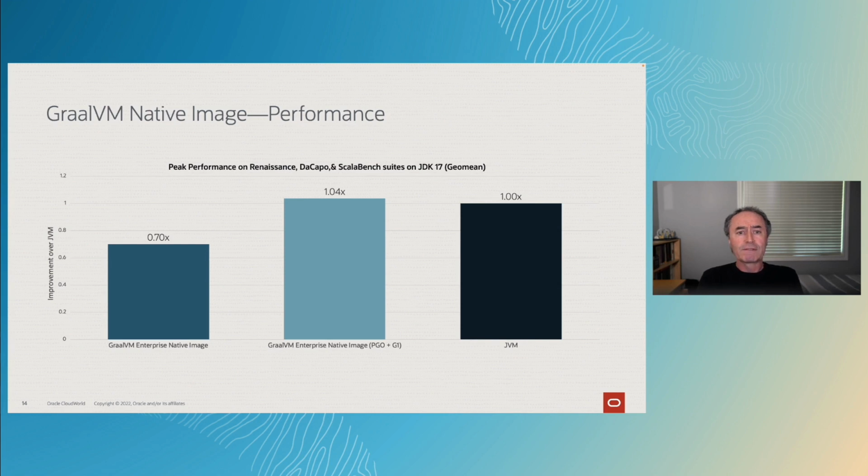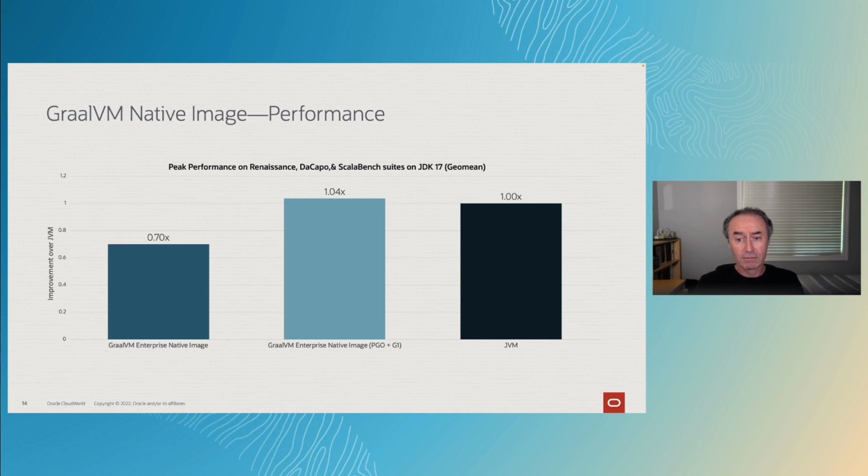Now, I mentioned performance differences. There's a significant performance difference between GraalVM Enterprise and GraalVM Community Edition, but even within GraalVM Enterprise, there are some options that affect the performance. So in particular, the profile guided optimization and the G1 garbage collector. So on the far right side, you see the JVM. We take that as a baseline.